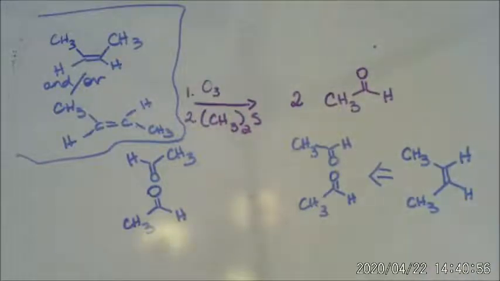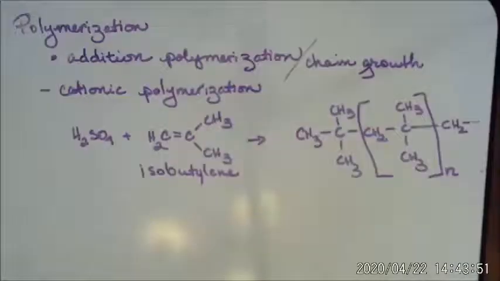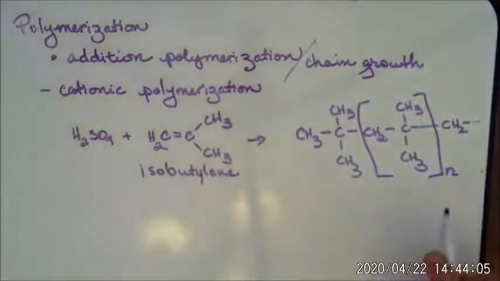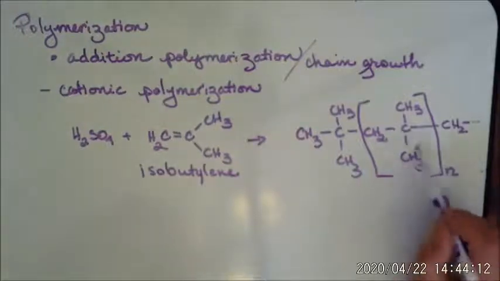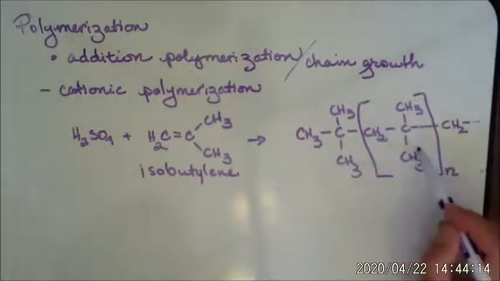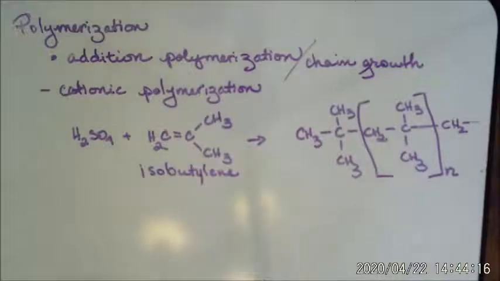We'll quickly talk about polymers and metathesis. Okay, so let's talk about polymerization. And remember, a polymer is a very large molecule that's made of a series of monomers. So in this case, we're not talking about 2 or 3, we're talking about hundreds to thousands to tens of thousands. So this unit here is called a monomer. Well, where did this unit come from? This unit came from isobutylene.